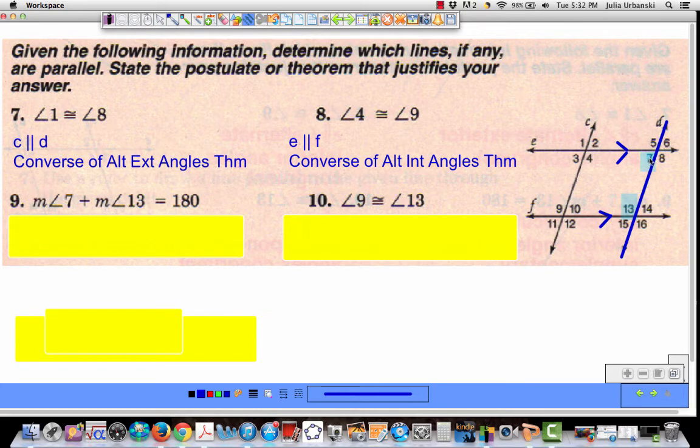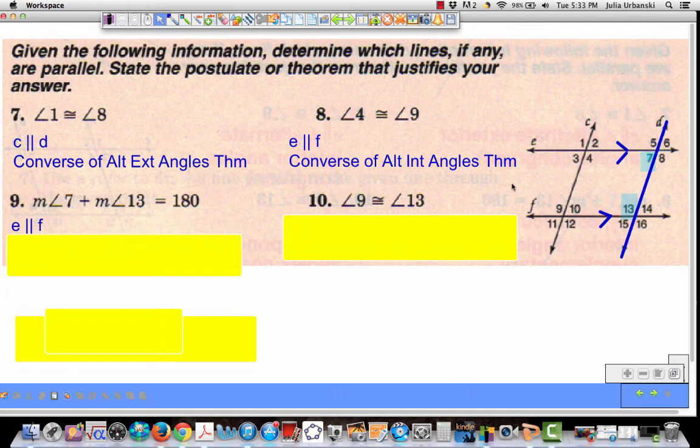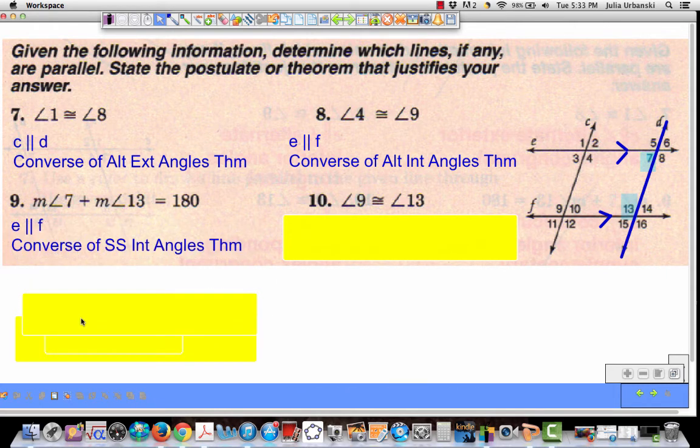Look at the relationship. 7 and 13 are both inside, but they're on the same side of the transversal. Okay, well, the lines that are parallel would be lines E and F. The transversal is D. But the relationship is that these are same side interior angles. Now, is it the theorem or is it the converse? It's all about where the parallel lines are. Here in number 9, I said, if this is true, then the lines are parallel. That makes it the converse. Converse of the same side interior angles theorem. And try number 10 on your own right now.